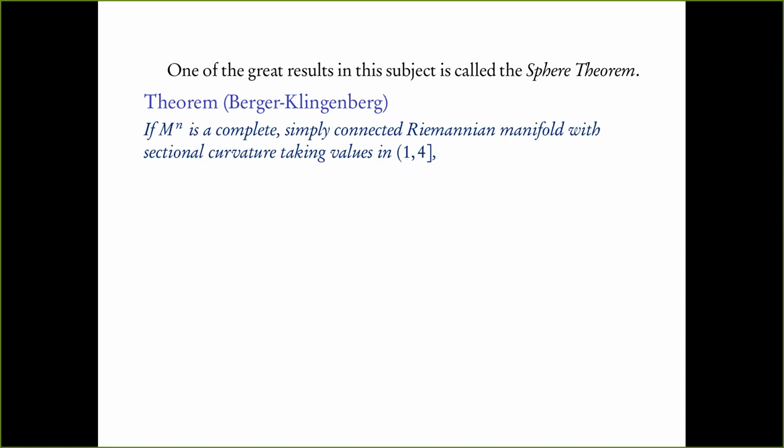It says that if M is a complete simply connected Riemannian manifold, n is the dimension. Again, it's complete, simply connected, it has a metric, and the sectional curvature takes values in this open closed interval (1, 4]. It's crucial that 1 is open and 4 is closed. Then M is homeomorphic to S^n.